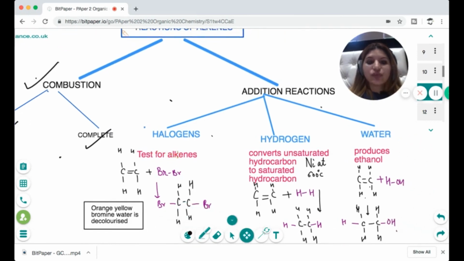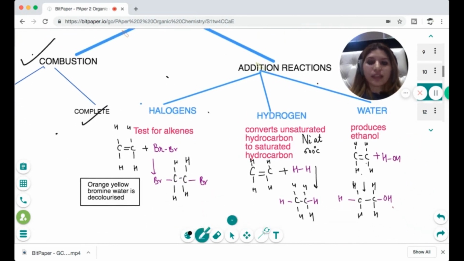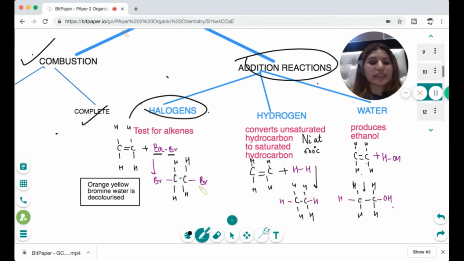Then it shows addition reactions. Now, what are the addition reactions? When you react it with halogen, then the double bond breaks into the single bond, and these 2 molecules attach to each side of the double bond. So when you take an ethene, you react it with bromine water, and this is a test to distinguish between alkane and alkene. The bromine water is orange yellow in color, and if you pass it through alkenes, it will turn clear. So alkenes decolorizes bromine water.